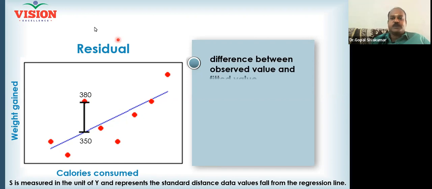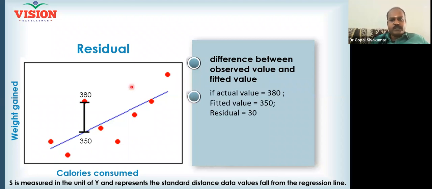And now what is residual? Residual is the difference between your experimental value and the fitted value. Fitted value means the blue color line. Experimental value means the red color point. See, consider one point, maybe this point, 380. What is the red color value? The experimental value is 380.